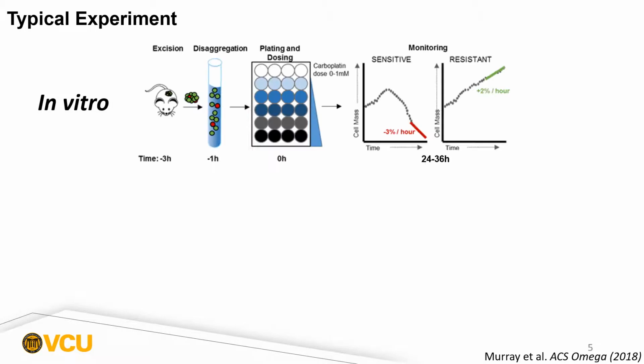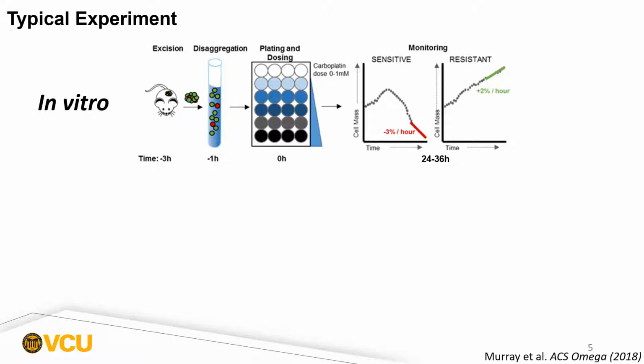So what does a typical experiment look like? Our in vitro biomass growth experiments typically start with a tumor that's been excised from a patient-derived xenograft. A tumor is taken from a patient and then implanted into an immunodeficient mouse where it's allowed to grow. This maintains histologic and genetic characteristics by growing it in an in vivo setting. These tumors are excised and then disaggregated into single cells.